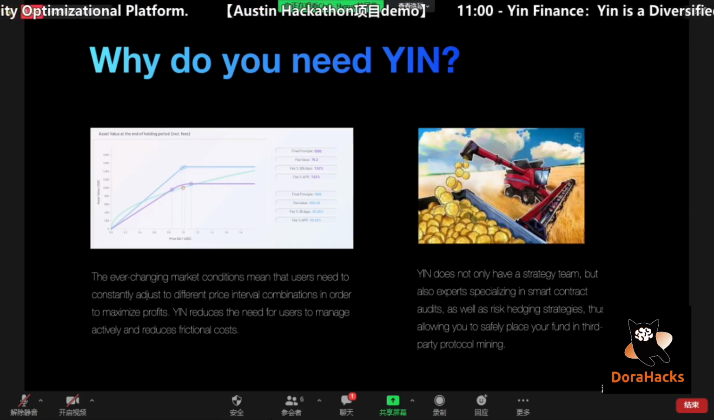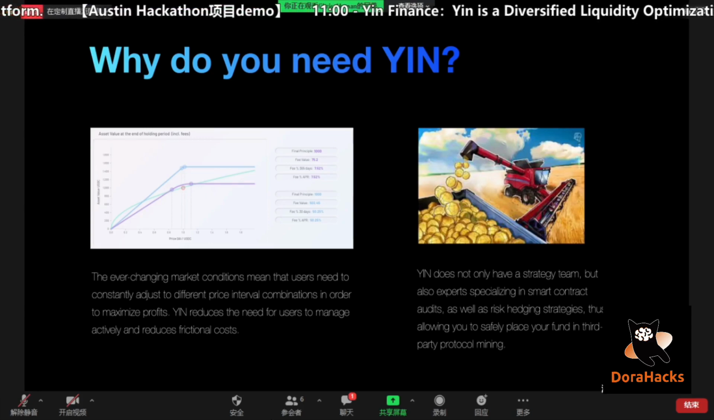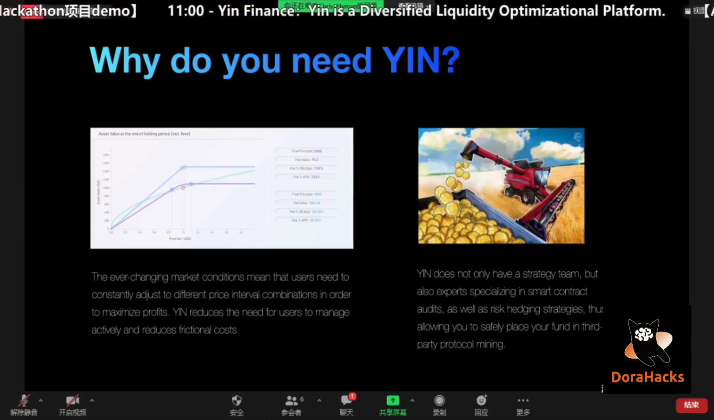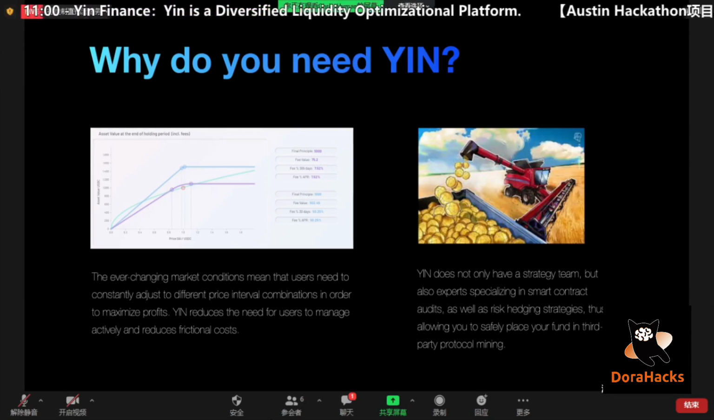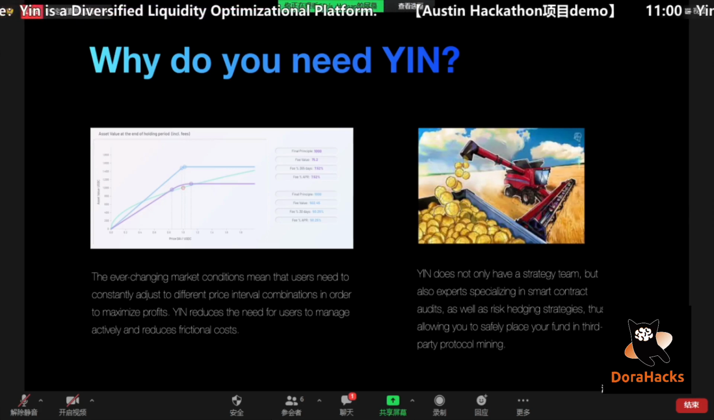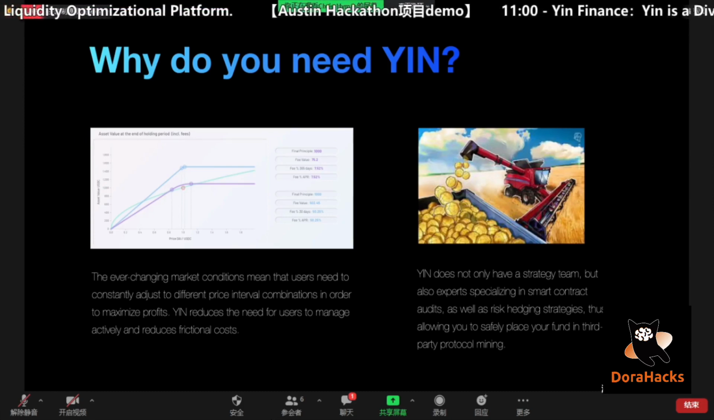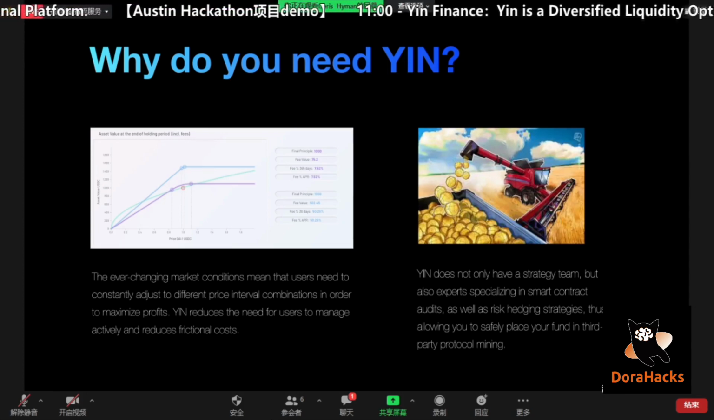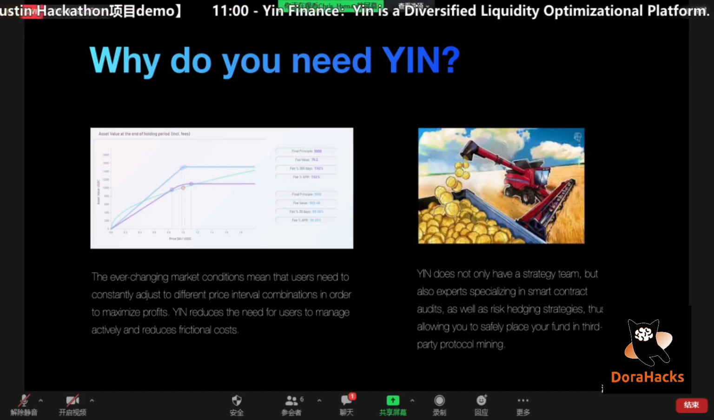And the blue one, you can see the price range is very narrow, and the APR is very, very high for a stable coin. It's going up to 50%, which is sky high for a stable coin reward. So different strategies and different price ranges make different transaction fee income. That is why Yin.Finance exists. We can provide different strategies for users to make better profit for our users.